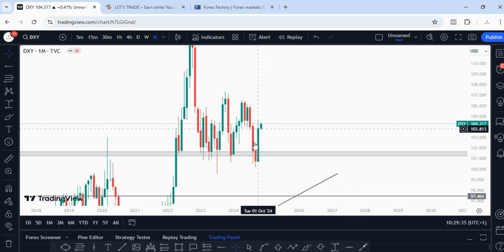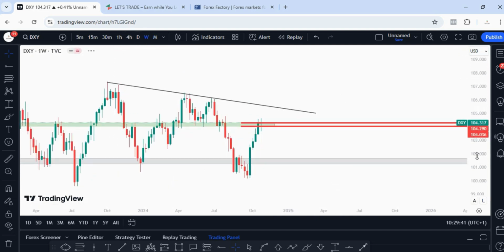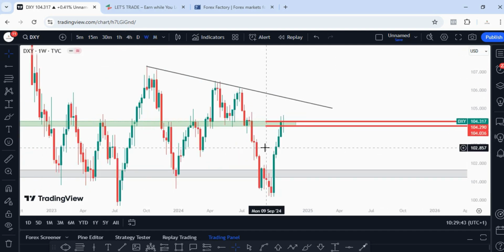So for the fact that we had this strong bullish move last month, I'll be expecting a continuous bullish move. However, I'm expecting a mini pullback. That pullback may happen from this zone, or it may happen when we get to this trend line above. So let's see how it plays out.